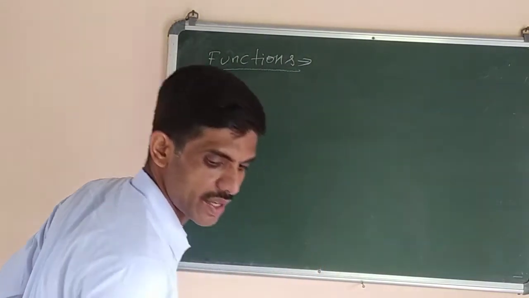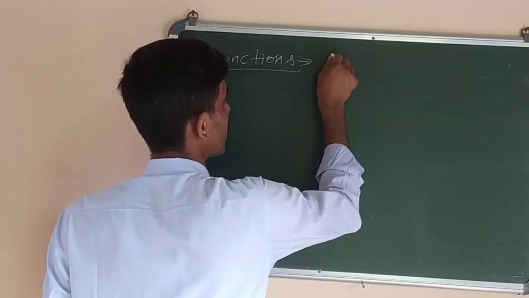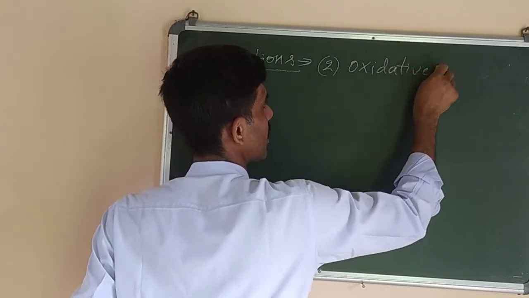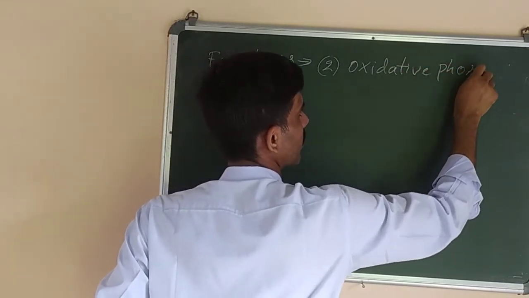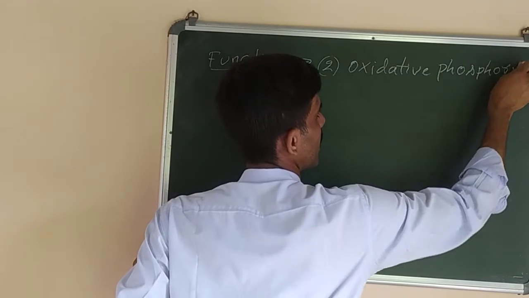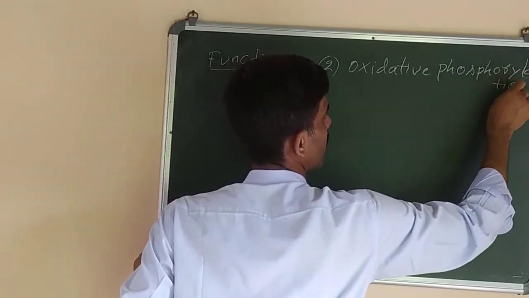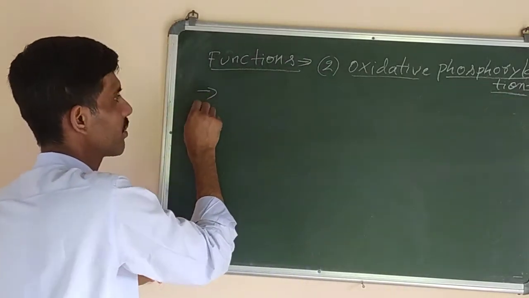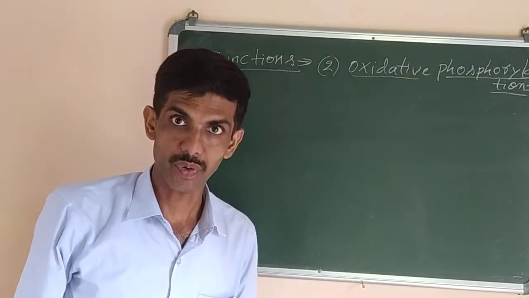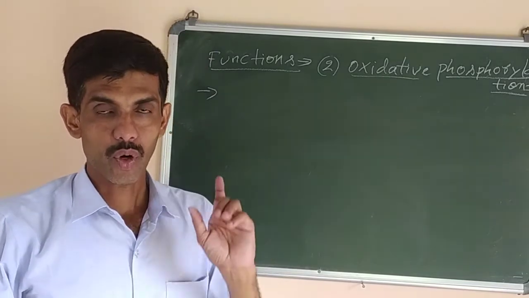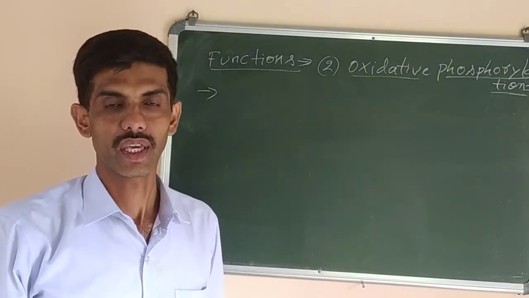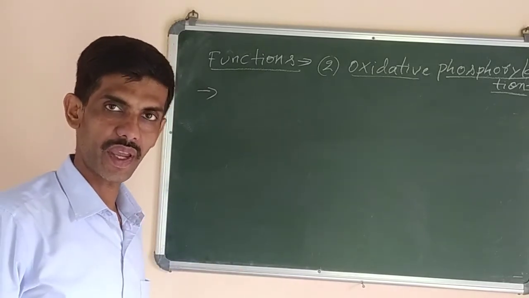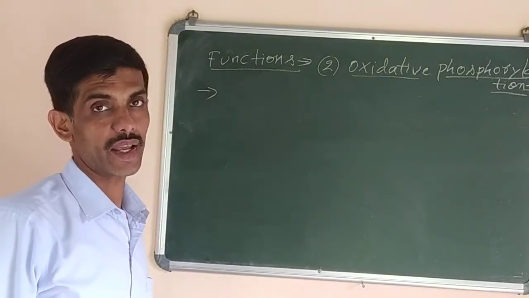Number 2 is oxidative phosphorylation. Okay, oxidative phosphorylation. Now what is this oxidative phosphorylation? First phosphorylation, then oxidative. The process of formation of ATP is called phosphorylation. Okay, the process of synthesis of ATP. Now from where is that ATP produced?